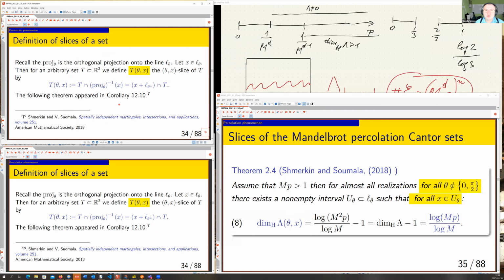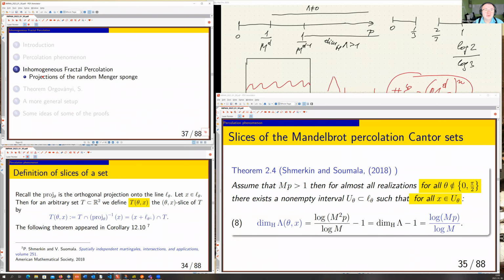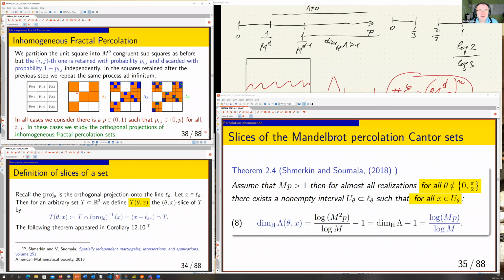And the essence of the homogeneous case is that there are many theorems which show that if you are in the homogeneous case, and the dimension of the Mandelbrot percolation set is bigger than 1, then in every possible projection there is an interval, or the slices behave as they need to behave. So everything happens as beautifully and organized as it can. So the next question was, what happens if you take a kind of inhomogeneous situation?